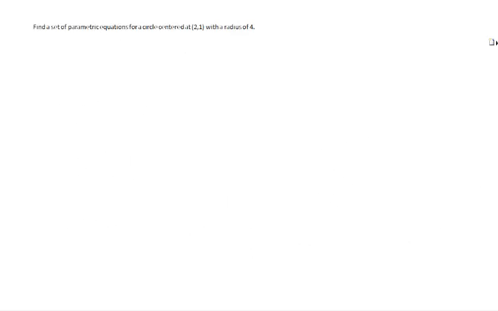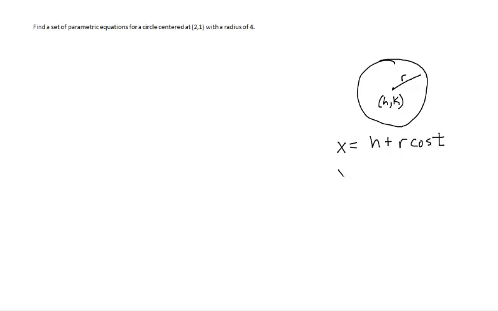In this next example it says, find a set of parametric equations for a circle centered at 2, 1 with a radius of 4. So if we have a circle, then I'm going to call the center h, k, and then we have a radius of r. And when we have this, the parametric equations for a circle are going to be x is equal to h plus r cosine of t, and y is equal to k plus r sine of t.